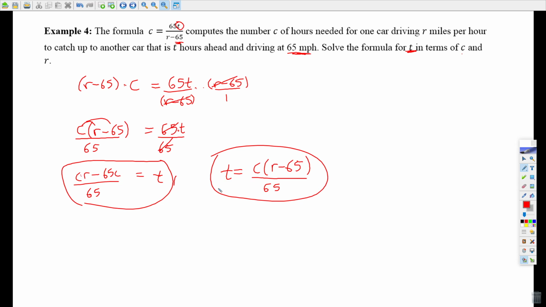Now, when would it be better to use this formula instead of the original one? If we were trying to find the number of hours that the car was ahead of us, that goes back to up here, to catch up to another car that is t hours ahead of you. So a car is like 2 hours ahead of you, and you're trying to catch up to it. You're trying to find how much time it's ahead. That's when you would use this.